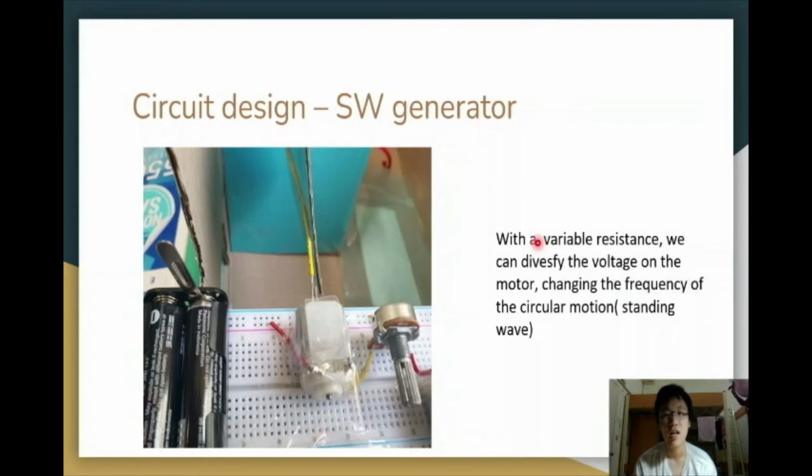Hi, I'm Chen Jia. I'm going to introduce our circuit. At first, let's look at the standing wave generator. You can see here is a motor carrying a fan, and the thing next to it is the variable resistor. You can change the frequency of the motor and also change the frequency of our standing wave.